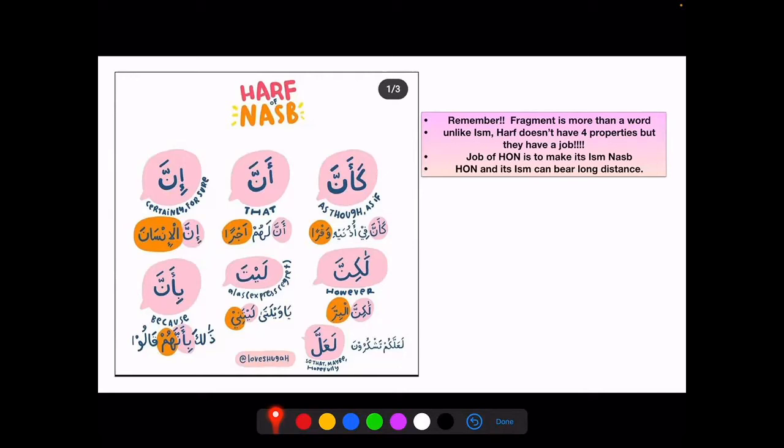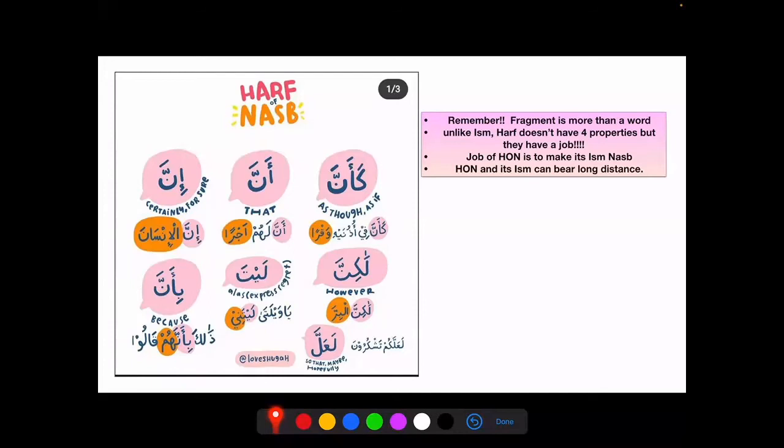Then anna means that, and an example is anna lahum ajran. So now we can see that anna and its victim have a long distance in between, right? What is in between? Jar majroor. So that's what we learned, that there can be a jar majroor fragment, or there can be a special mudaf fragment, which we will learn soon, in between this anna, inna, or all these harfu nasab, and then its victim could be apart from it.